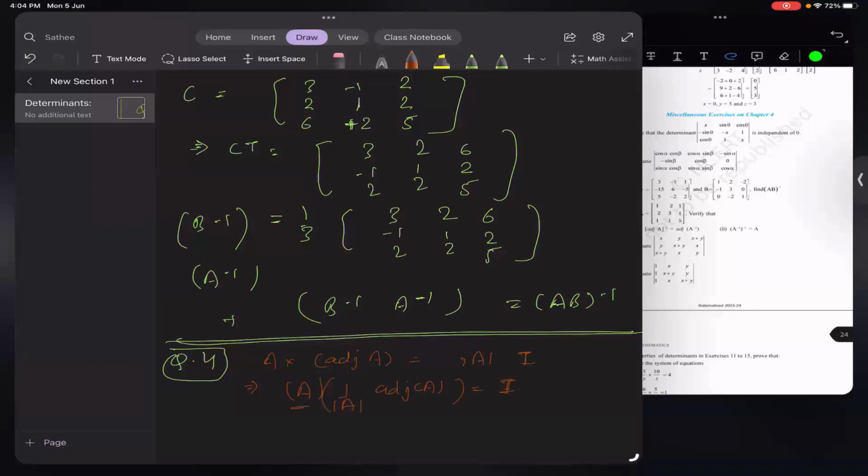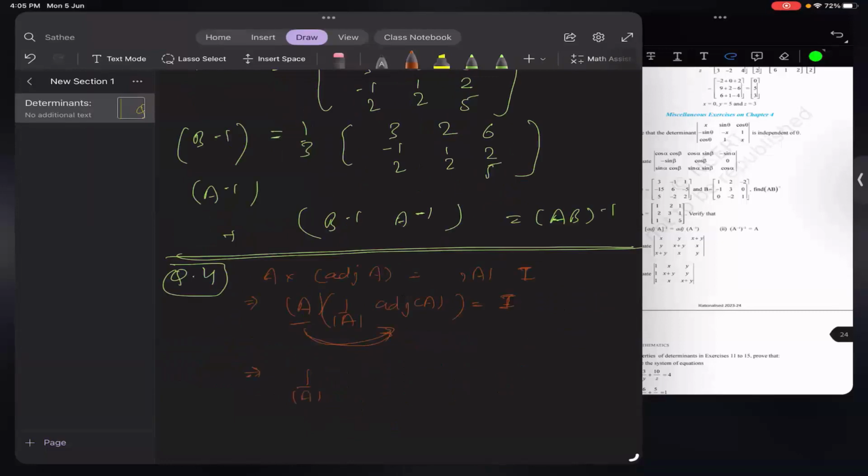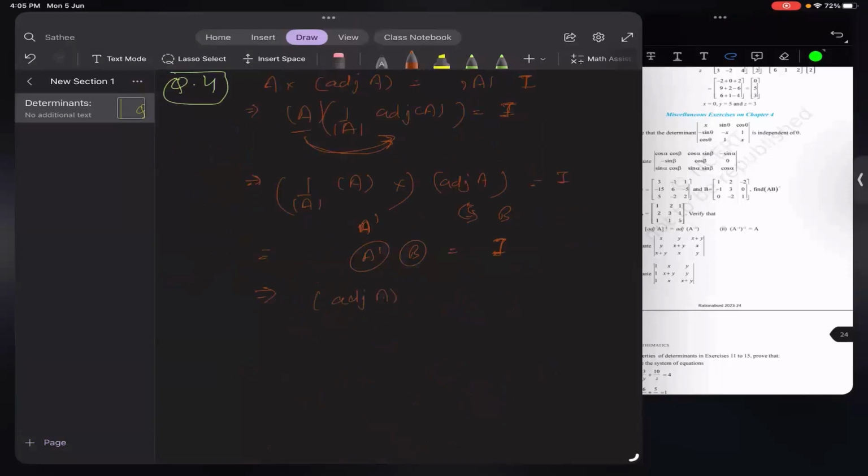the inverse of this matrix is this matrix. If we modify this result a bit, this is equal to 1 by determinant A times A into adjoint of A. Now if we consider this matrix as some B matrix, and this as something like an A dash matrix, we know that A dash into B is equal to the identity matrix. So we can say that the inverse of this matrix is simply this matrix. What we mean here is that the inverse of adjoint of A is equal to 1 by determinant A times the A matrix.